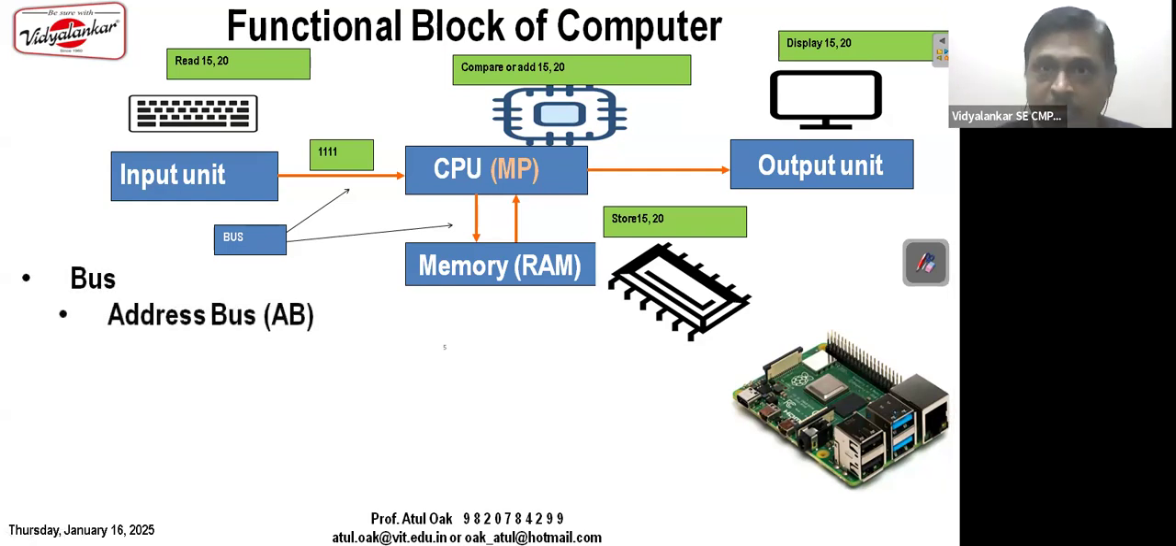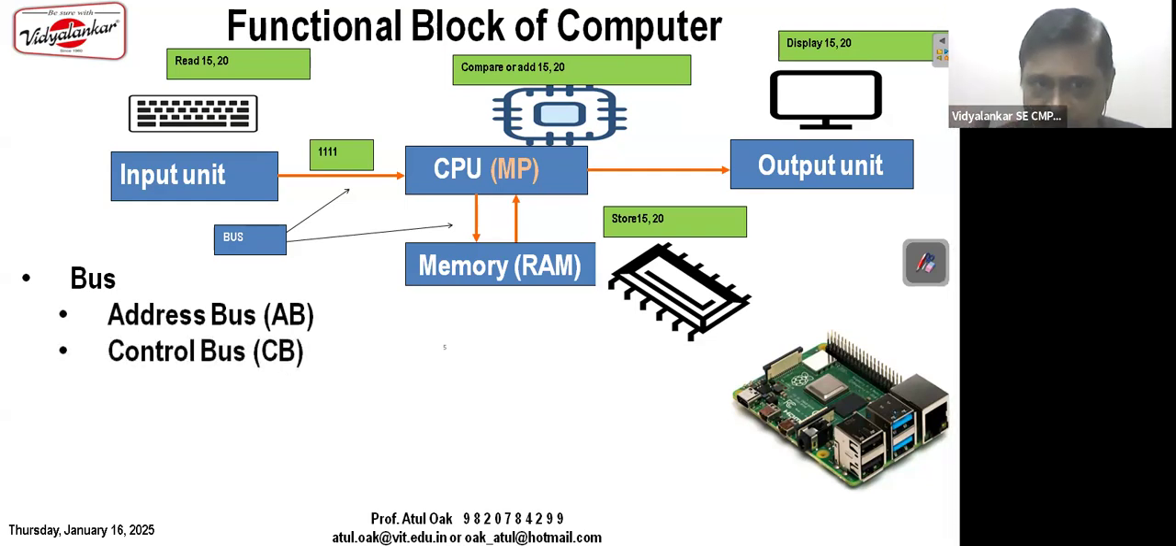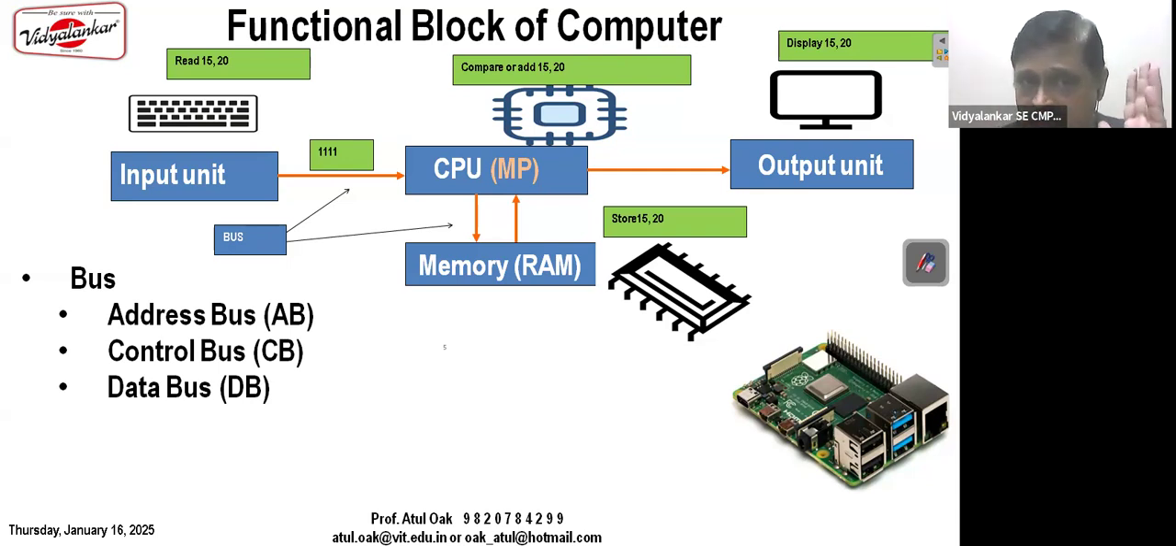Address bus, we call it AB. The control bus, we call it CB. And data bus, we call it DB. Okay, in the next half an hour, we are going to understand how these buses are used inside a computer. Because if that clarity is there, then we can enter the 8086 microprocessor. In the features, you will find these words, features of 8086. These words will be visible.